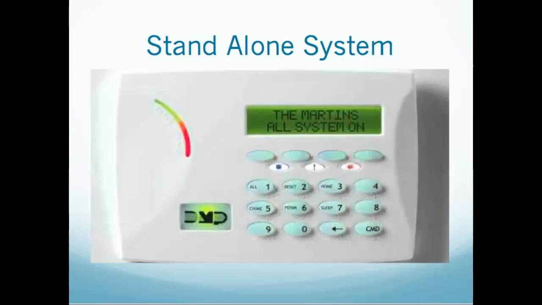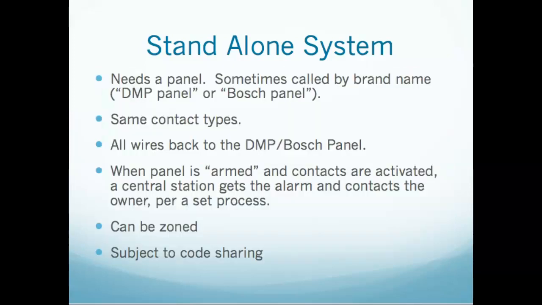It's almost like saying pass me a tissue or pass me a Kleenex, right? Kleenex is a brand of tissue. DMP and Bosch are major brands of these panels, and security professionals tend to just refer to them as DMP panels or Bosch panels. So how do these standalone systems work?